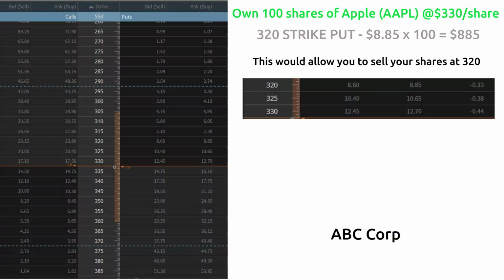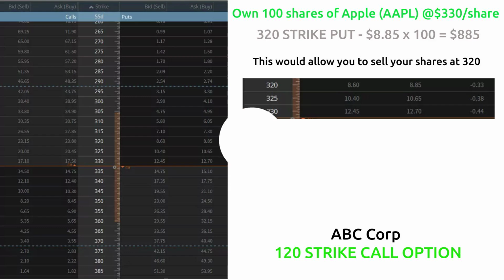Let's look at an entirely different example. Let's say you own the 120 strike call on stock ABC. You don't own any stock, you just own the call, and this option would give you the right to buy shares of ABC stock at 120.